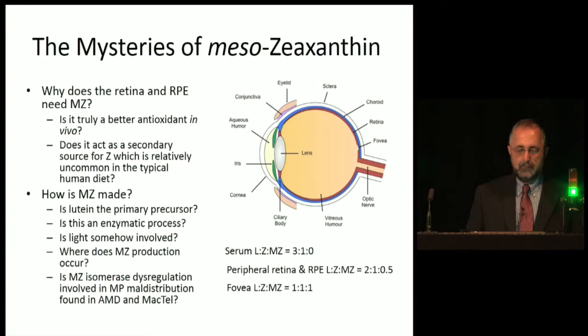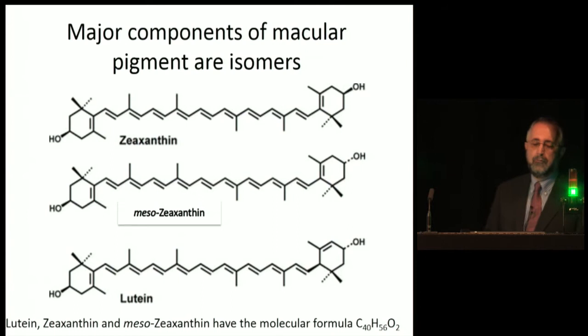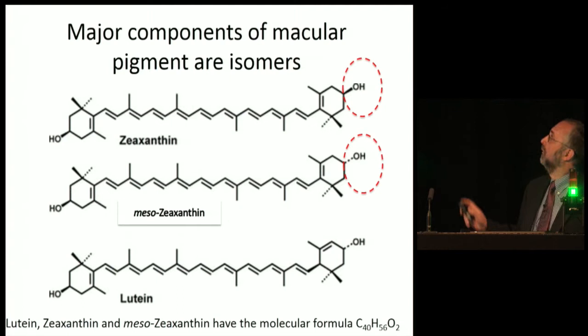So the major components of the macular pigment are the three isomers shown here: lutein, zeaxanthin, and meso-zeaxanthin. And as isomers, they all have the exact same chemical formula, C40H56O2. But they differ in subtle but important ways. We know that the difference between zeaxanthin and meso-zeaxanthin is just the stereochemistry at one chiral center, right here, at the 3' position. That is the only difference here.